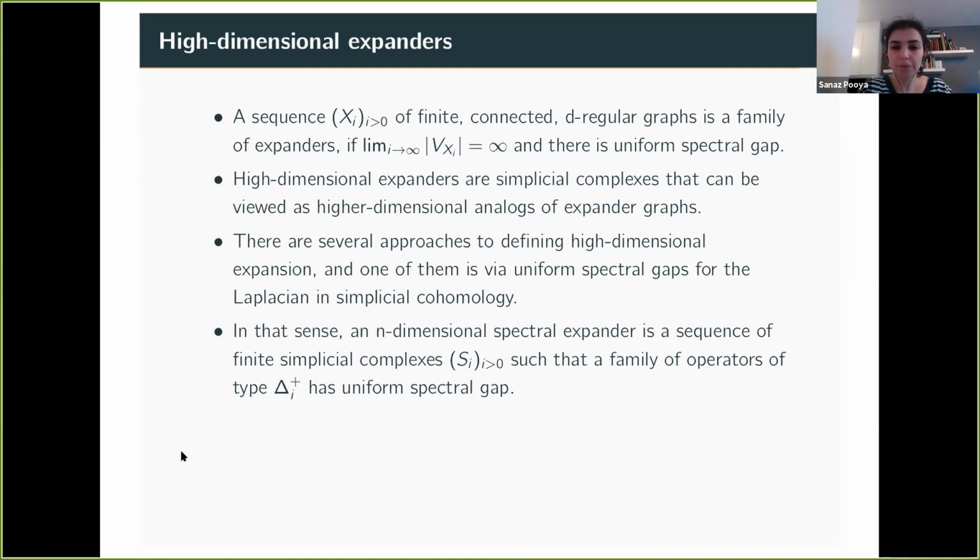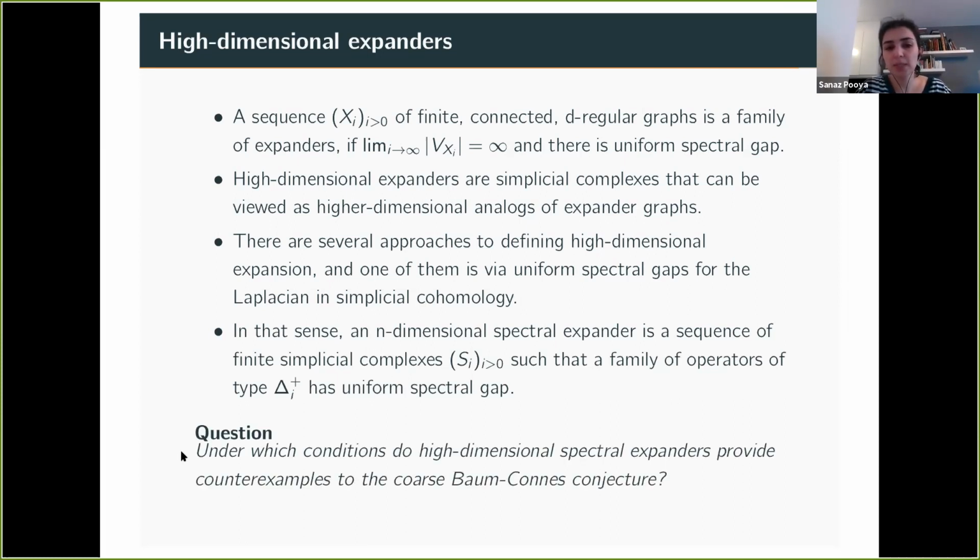Now, in view of this, maybe a natural question to ask is under which condition these high-dimensional expanders provide counterexamples to the Coarse Baum-Connes conjecture. There is this result of Yu and Willett, which says that expanders with large girth do not satisfy the surjectivity. So maybe one wonders whether there is a way to make this work in this high-dimensional setting and provide further counterexamples to the Coarse Baum-Connes conjecture.